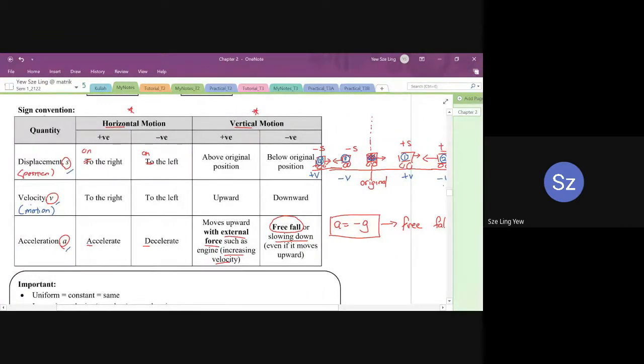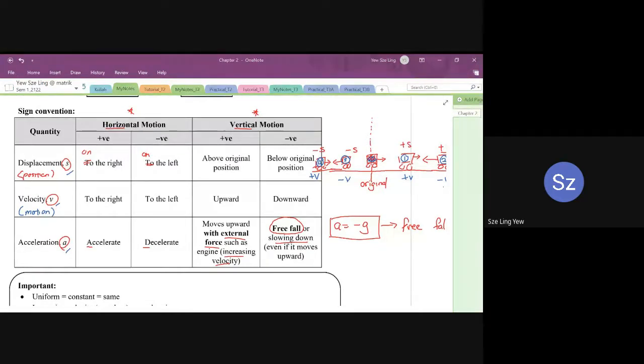So this table so far, any questions? The sign convention is very important here because these 3 quantities are vectors. If you get the sign wrong, then your final answer is definitely wrong. Even if your final answer is just lacking one negative sign, it's still considered wrong because you are dealing with a vector. So any questions before I proceed to the next part?